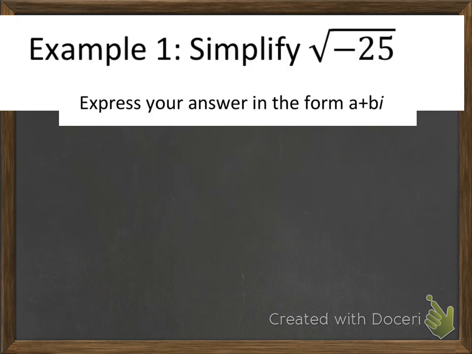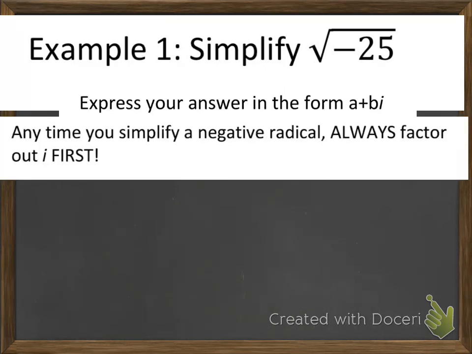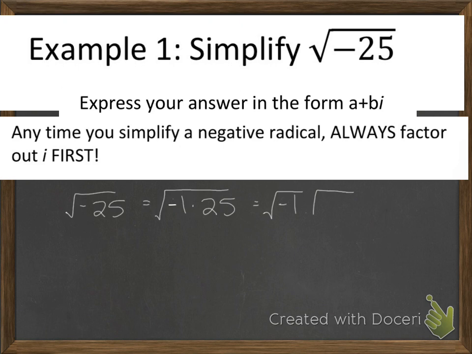Let's look at the first example. Simplify the square root of negative 25. So anytime I'm working with a negative radical, the very first thing I always have to do is factor out the i. So if I think about the square root of negative 25, remember I could rewrite this as the square root of negative 1 times 25, or the square root of negative 1 times the square root of 25. Remember, we have artificially defined the square root of negative 1 as this value i. Right? i represents the square root of negative 1. So we're going to replace that with i.